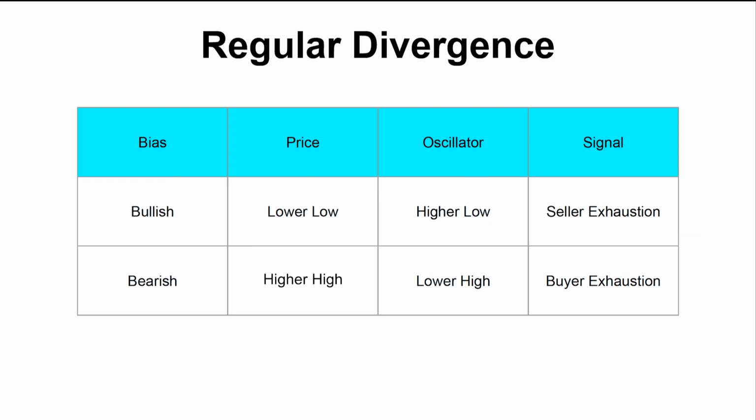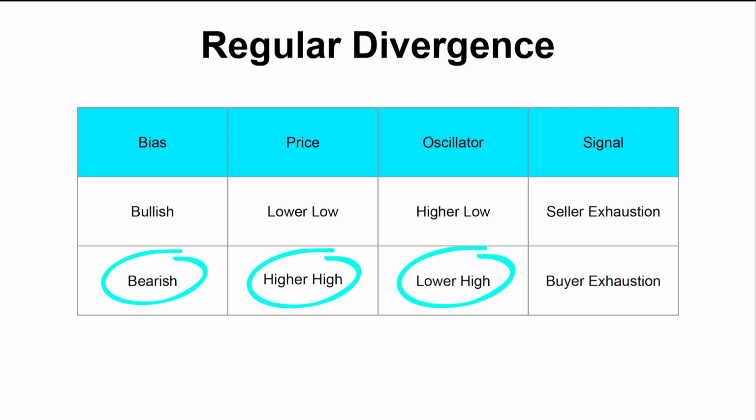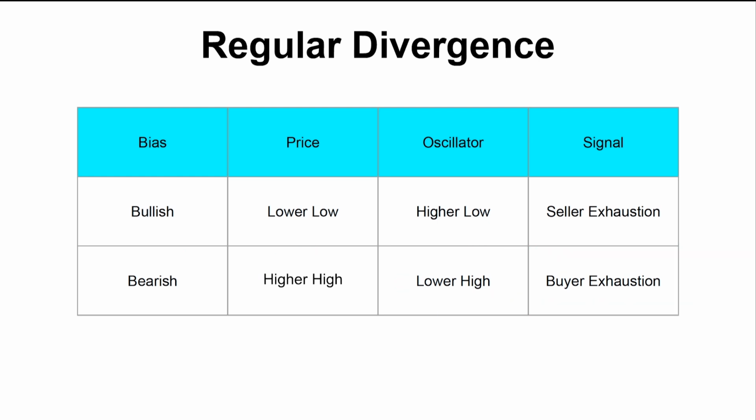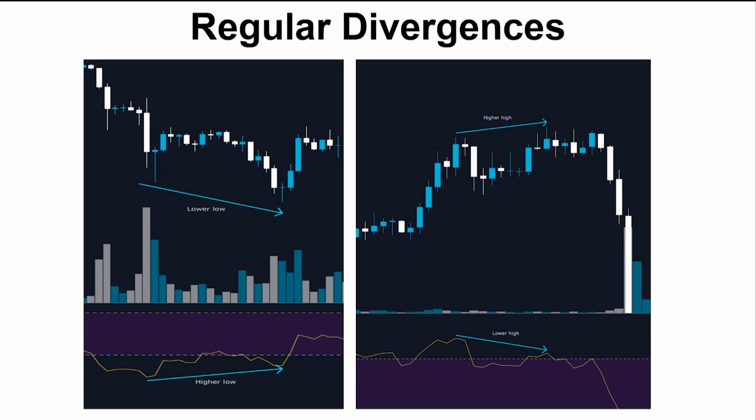On the other hand, a regular bearish divergence occurs when price makes a higher high, but the oscillator makes a lower high. This tells us that there is weakness from the buyers. This signals potential buyer exhaustion and a possible trend reversal. You'll usually find this type of divergence at the top of a trend, not the bottom. Now that we know the rules for regular divs, let's look at an example of each. Here we have two regular divergences. Can you guess which is which?